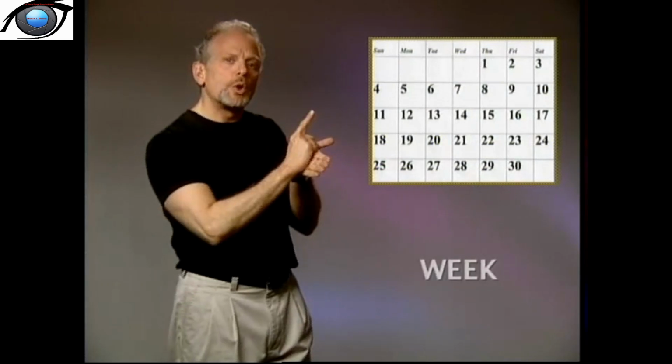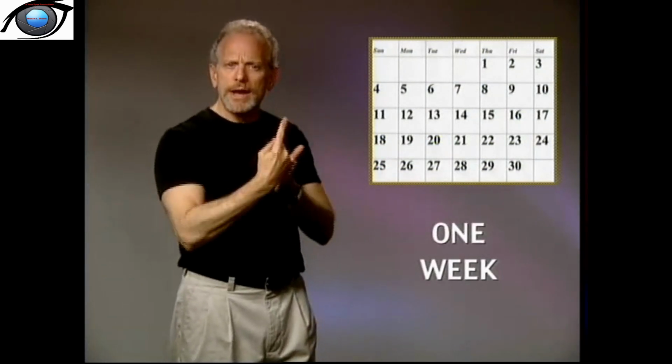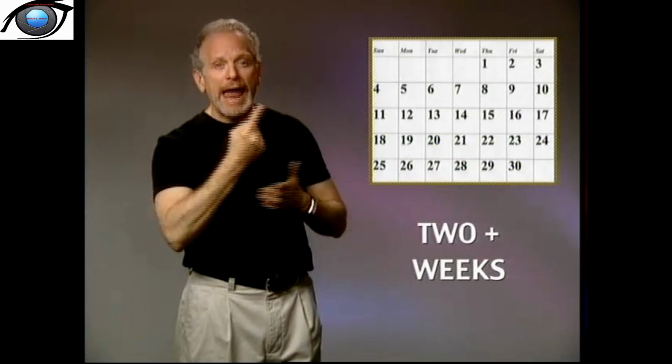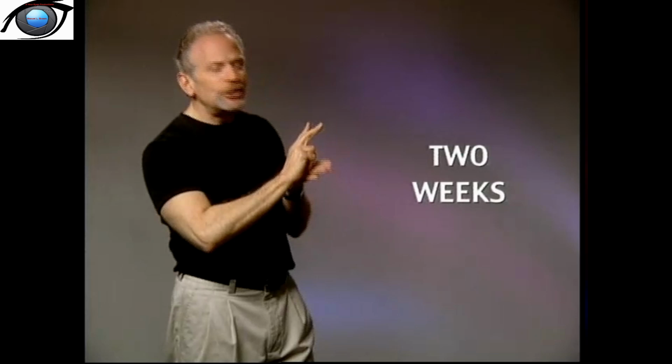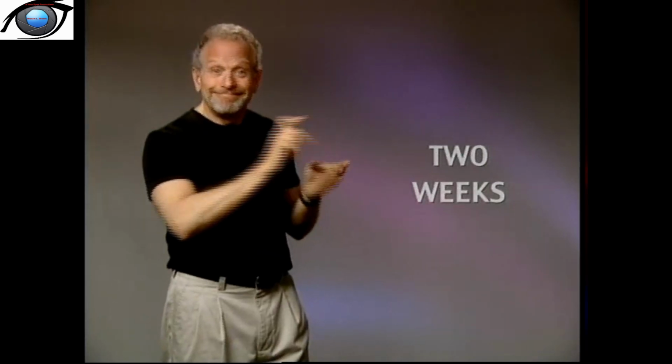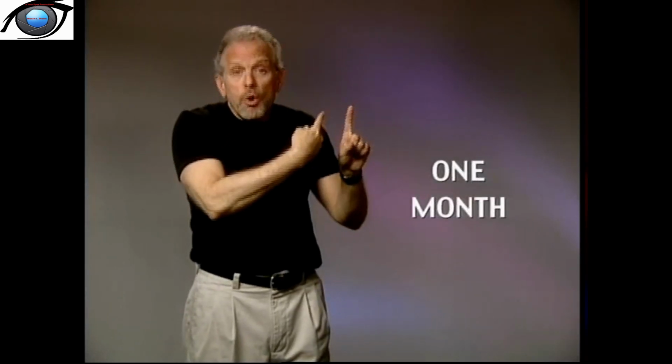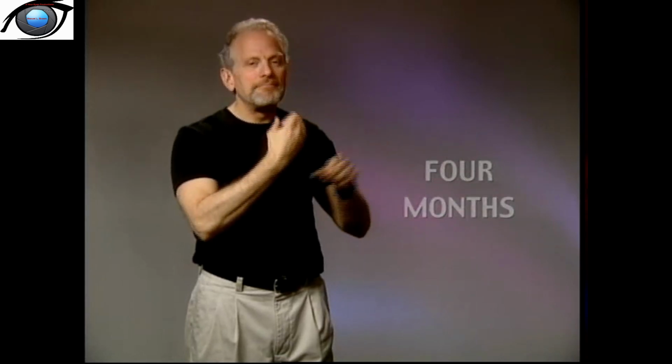For example, week. That means 1 week. But if I wanted to sign 2 weeks, there's a much more efficient way to do that. I can do it like this. 2 weeks. Neat, huh? 4 weeks. Let's try it for month. Month or 1 month. This is 2 months, 4 months. Year is just as easy. 1 year, 2 years, 3 years.